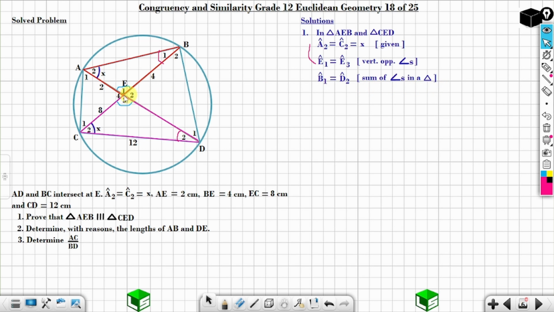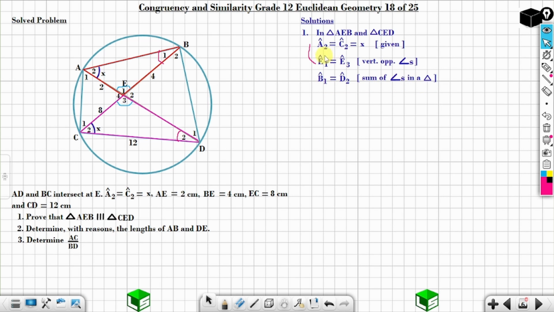Okay, you can see if you have to prove, can you see you have the chord AC? This chord is subtending angle B1 and angle D2. You can give your reason like this, or you can say angles in the same segment.